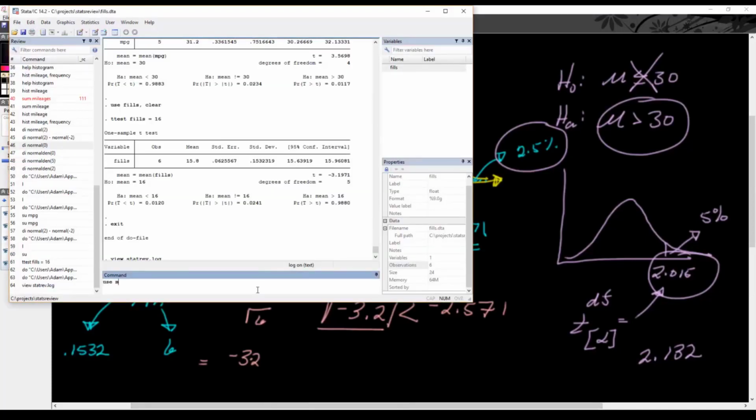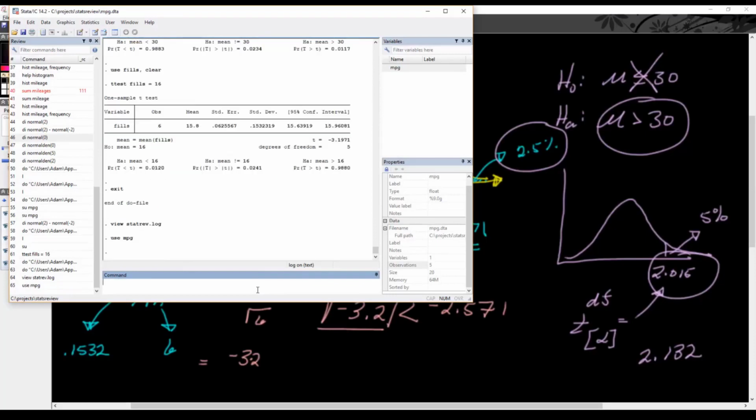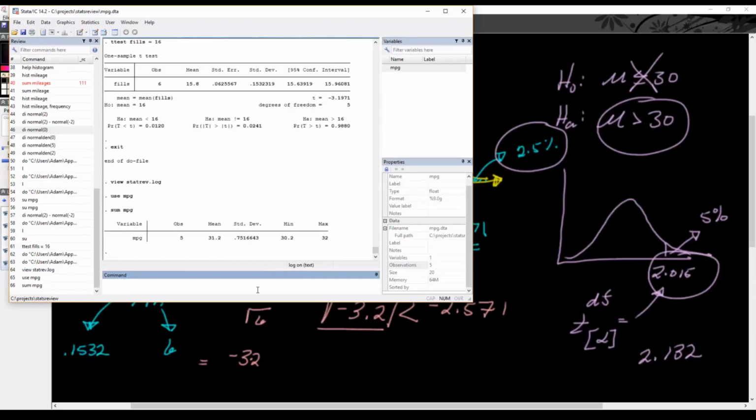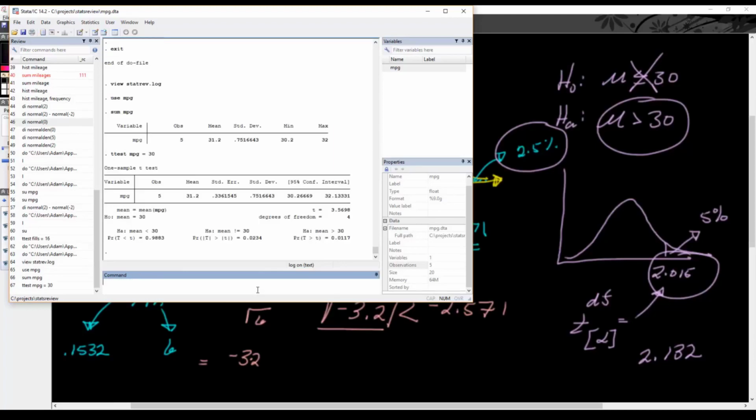It's really easy. We'll use the miles per gallon data. I'm going to summarize miles per gallon. I see that the mean is 31.2. I'm going to temporarily assume that the mean is equal to 30. So I'm going to put t-test miles per gallon is equal to 30. Boom. I solve for the calculated T.